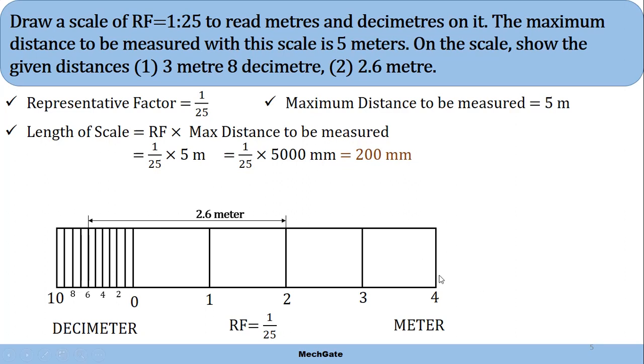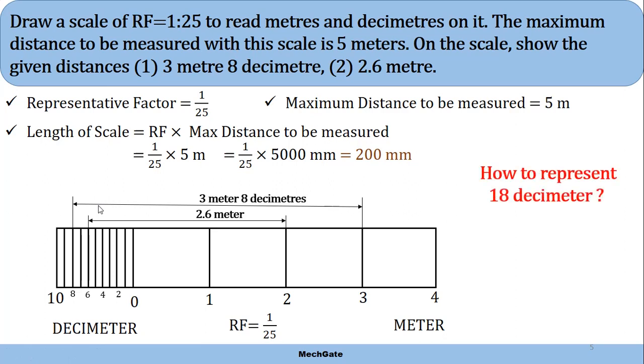Similarly, 3 meter 8 decimeter. So this is my 3 meter and this is my 8 decimeter. So 3 meter 8 decimeter. Now on this scale, how to represent 18 decimeter? Do comment your answer in the comment section, right?